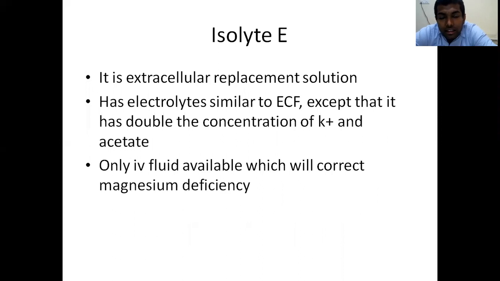What is Isolyte E? It is your extracellular replacement solution. It has electrolytes similar to the extracellular fluid, except it has double the concentration of potassium and acetate. Now, this is the only fluid available to correct your magnesium deficiency. So, the fluid of choice in a patient with magnesium deficiency is Isolyte E, useful for extracellular fluid replacement.